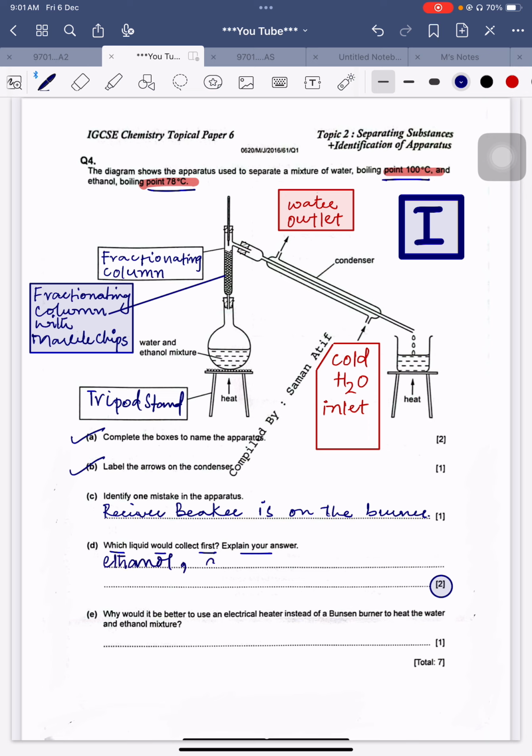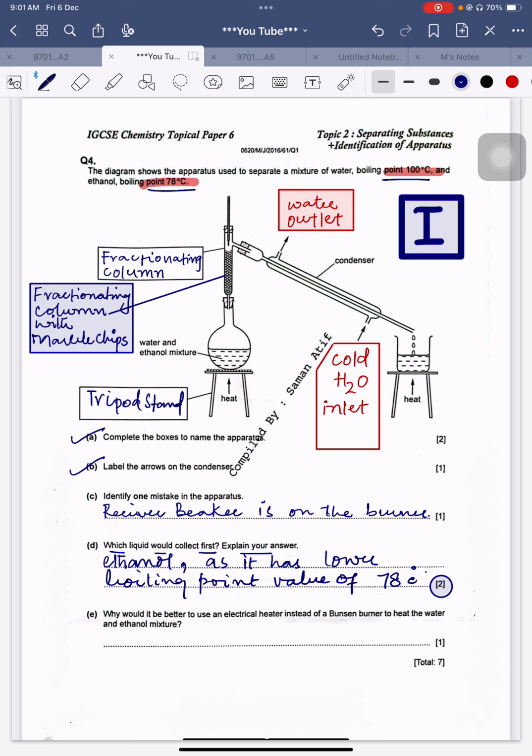Ethanol, as it has a lower boiling point value, a boiling point of 78 degrees Celsius. So it will be obtained first.